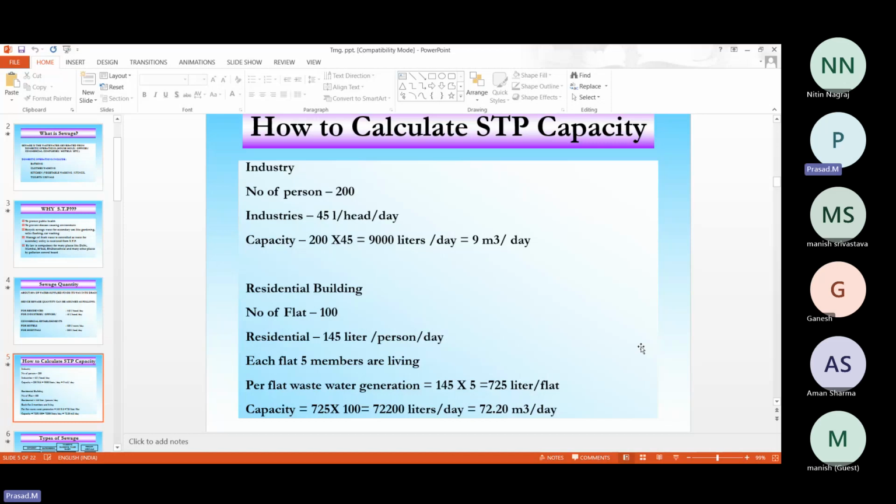So the capacity will be the number of flats into per flat wastewater generation. So this will be 725, so total will be 72,200 liter per day. So your capacity will be 72.20 meter cube per day. So how we are calculating this STP capacity, that you understood? Yeah. So this is simple.